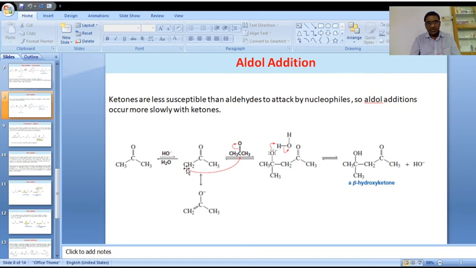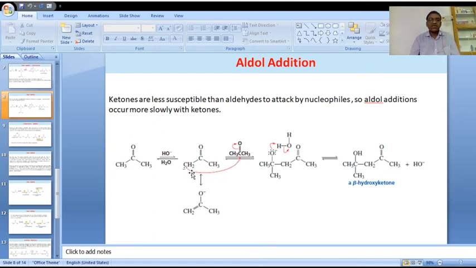If the negative charge is shifted to this side, there is immediate cleavage of this C double bond O, and these electrons shift to oxygen. Oxygen gets negative. This is the structure, its resonance structure, the enolate ion. These two are resonance structures. From this, we will proceed to the next step.